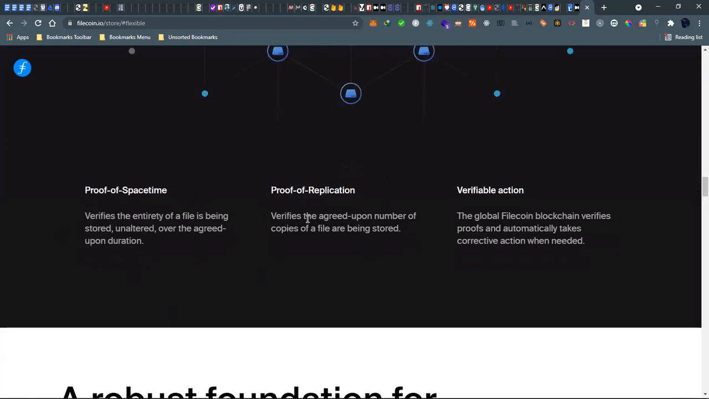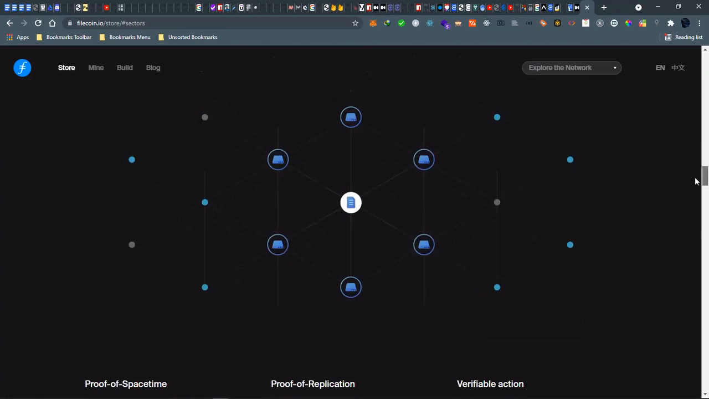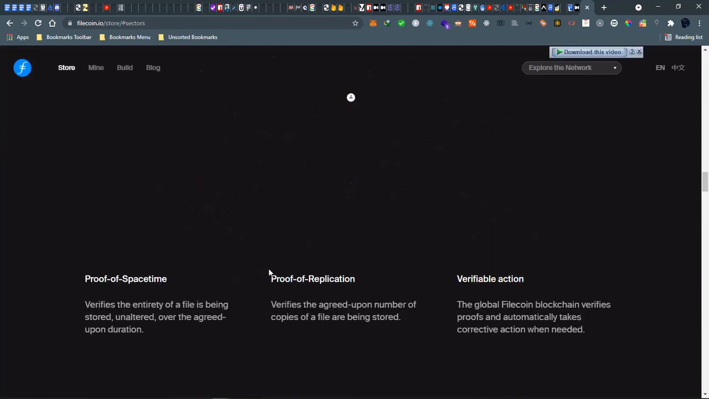It verifies that the agreed upon number of copies of a file are being stored. This is the number of copies or duplicates that you would want to store. So for your case, if you want to have a proof of replication in your civil engineering design, you can use this one as proof of replication and also proof of space-time.